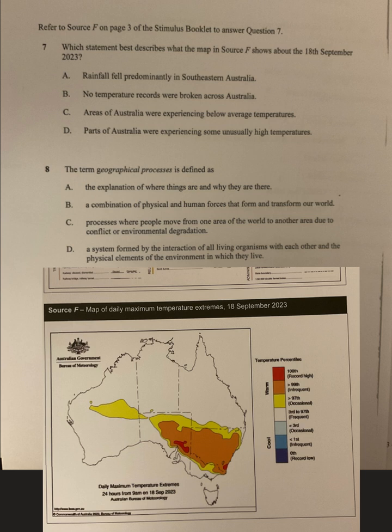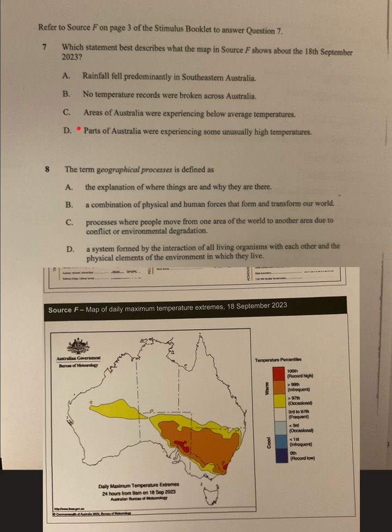Question 7. Looking at this map, rain fell predominantly in eastern Australia. This map does not show anything about rainfall. It's only about temperature. No temperature records were broken across Australia. There is the temperature record. Areas of Australia experienced below average temperature. There is no blue on it, which means it has to be D.